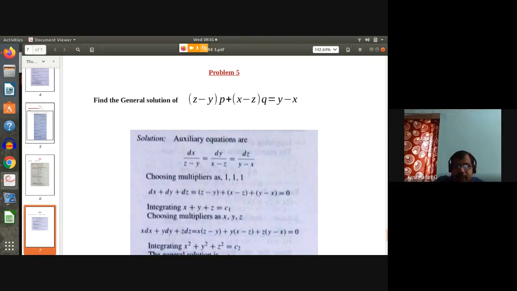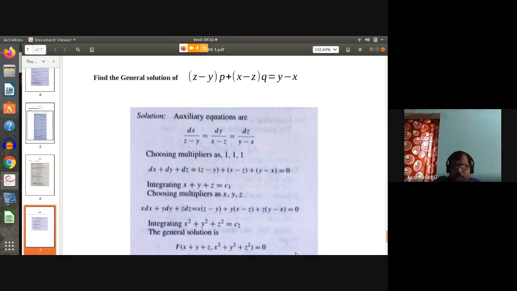So in this case, what we do is we have to make equivalent ratios where the numerator is proportional to 0. So we look at the denominator. It is very easy to understand that the sum of the denominators is 0. That is z minus y, x minus z, y minus x. So we can take one multiplier for dx, dy, dz. We simply add them. That is a multiplier 1, 1, 1, the idea.